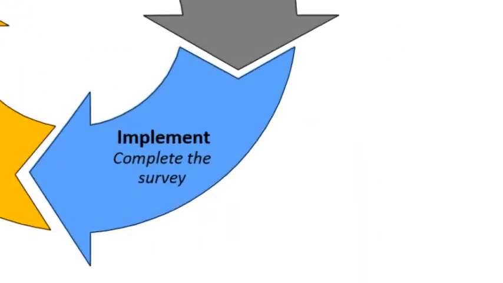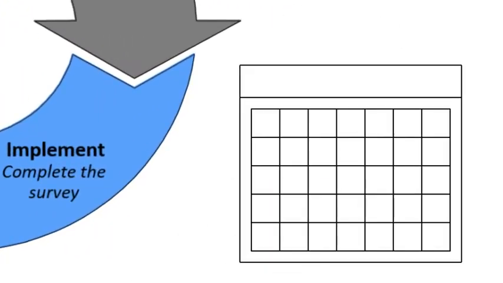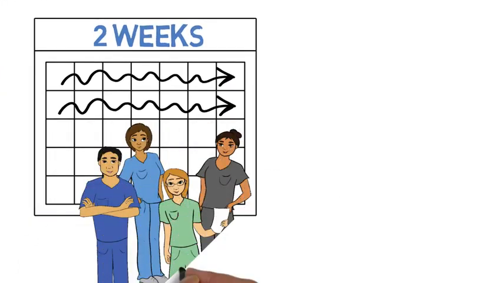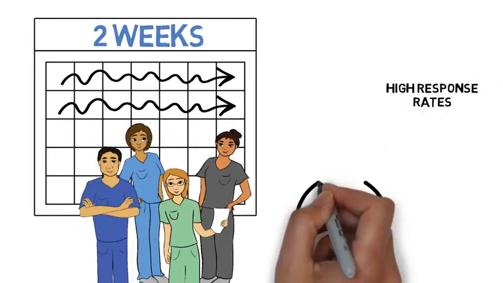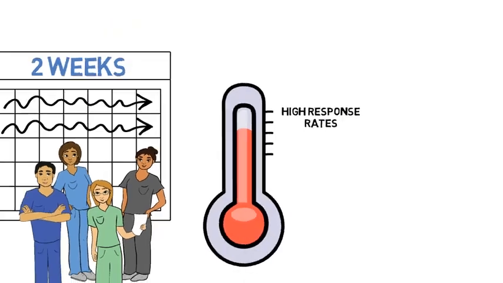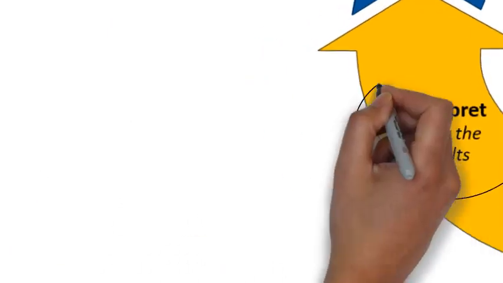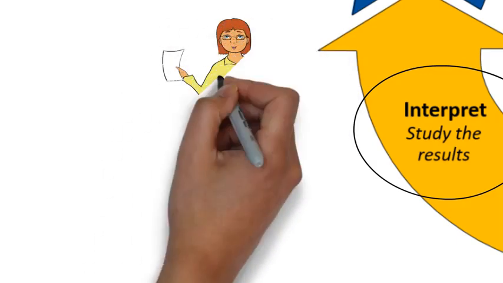Now it's time to implement the survey. 2 weeks is the recommended period to allow for responses. To encourage high response rates, consider setting a participation goal. Once surveys are completed and collected, it is time to compile and interpret the results.